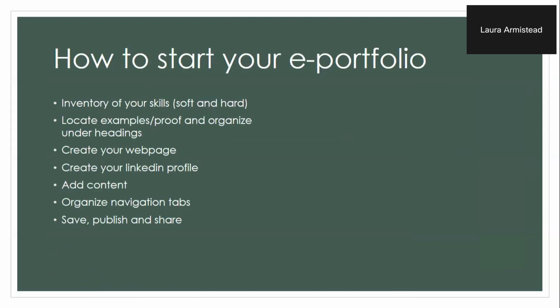So now how do you start this e-portfolio? Well, use the worksheets that we did in the previous module to help you have an inventory of the skills. Then try organizing those under the headings listed in the assignment. Make sure that you have looked at the examples and that you have enough documents, at least 3 documents per section, and organize those under headings. Then create your web page, create your LinkedIn profile, add the content, organize your tabs, save, publish, and share.